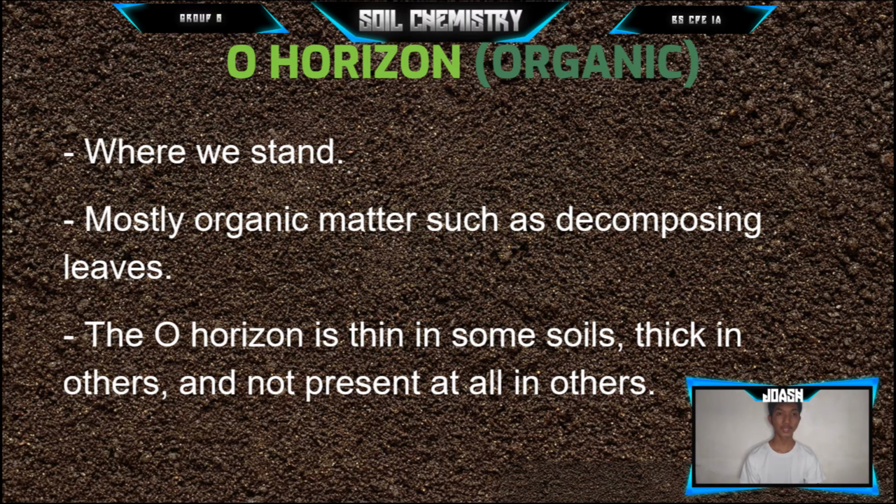The O horizon is the top of all layers, and this is where we stand. This is the organic layer of soil, and it is made up mostly of leaf litter and humus, which we call decomposed organic matter.